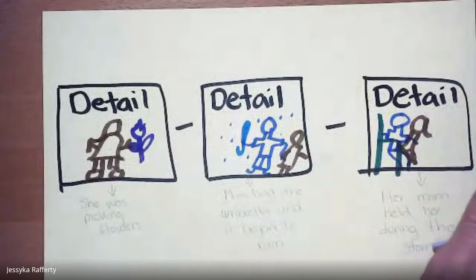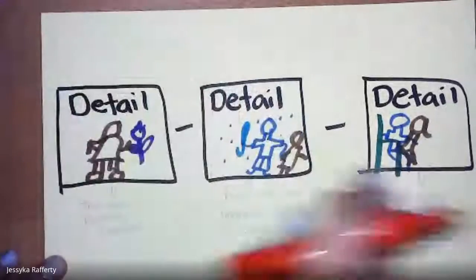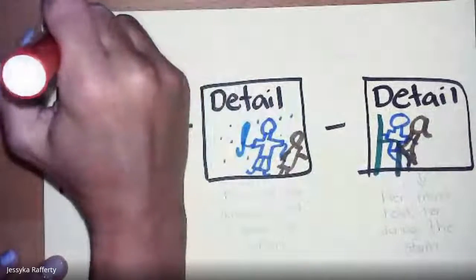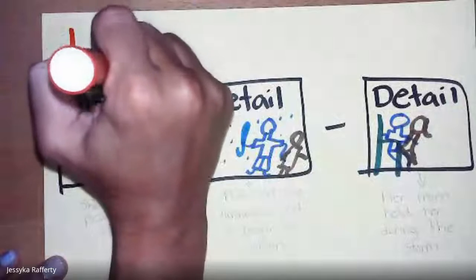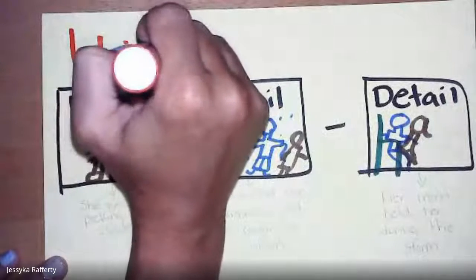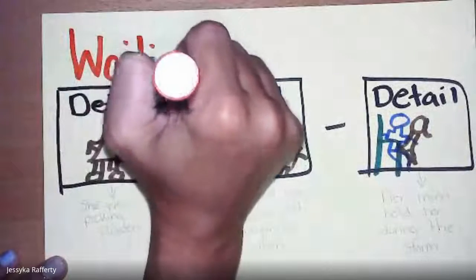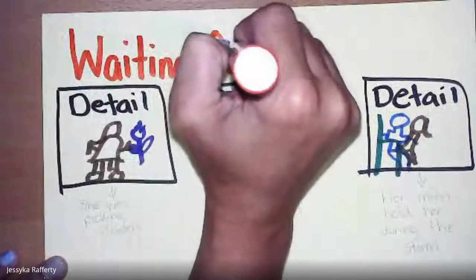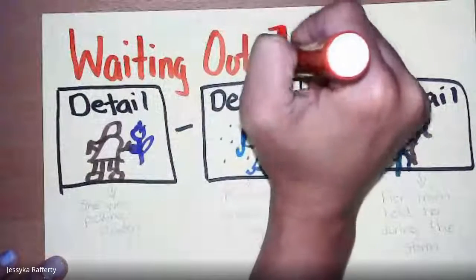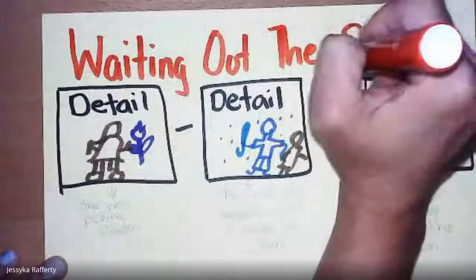So you can pick any details from the illustrations that you want. You do not need to pick out the same ones that I did. The last thing that I always like to do whenever I'm doing any type of drawing or illustration or details from a story is write down what the title was so I don't forget. So this one is called Waiting Out the Storm.